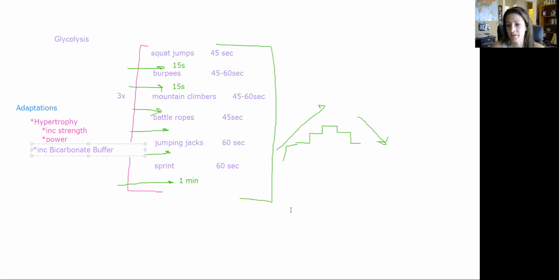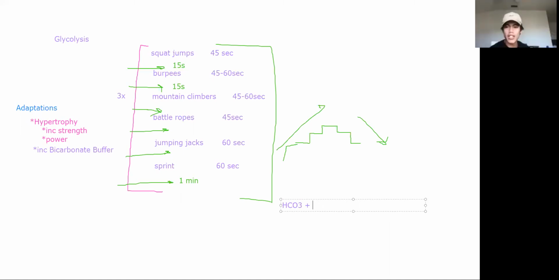Okay, bless you. Since we mentioned the buffer, let's write it out. How do we write the buffer? HCO3. Okay, that's the buffer itself. What does it do? It binds with a hydrogen to create H2CO3, which is carbonic acid, and then it splits into H2O and non-metabolic carbon dioxide.